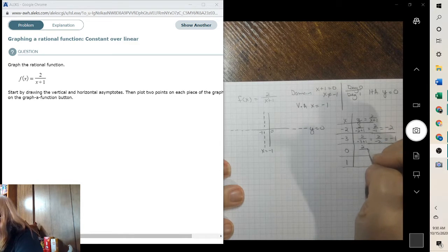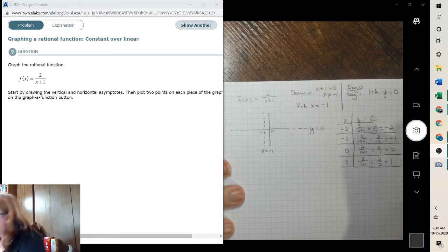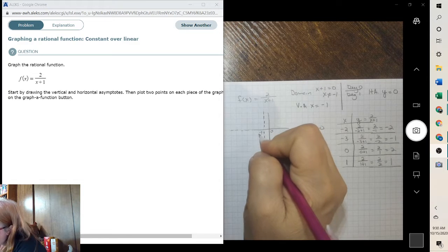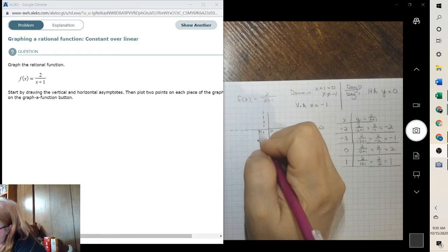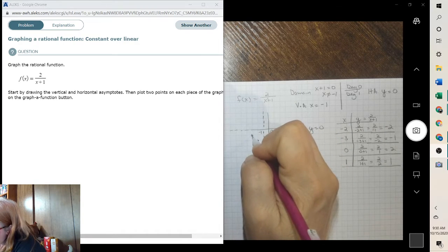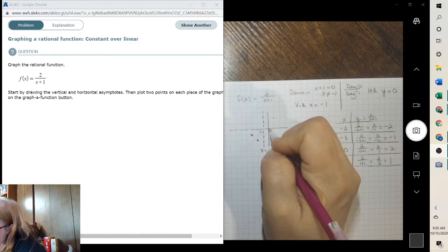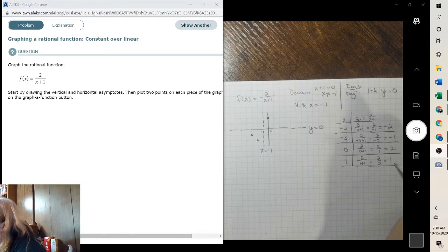Plugging in 0 is 2 over 1, or 2. And plugging in 1, 2 over 2 is 1. And then you would just plot these points. So -2, -2 is here. -3, -1. Then 0, 2. And 1, 1.